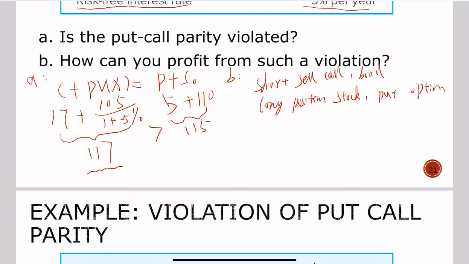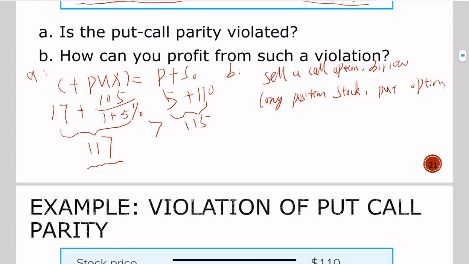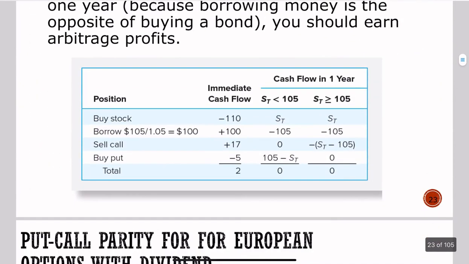So what you would do is you will sell a call option and you will borrow money, right? Now let's see the answer and see how you could exactly do this arbitrage. As I said, you will buy stock and you will buy put.